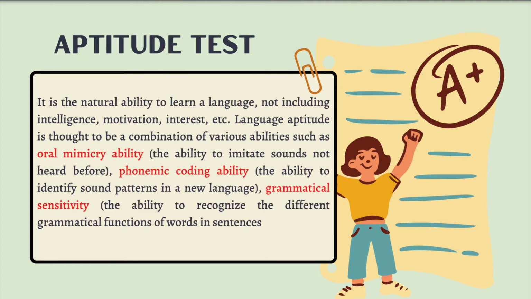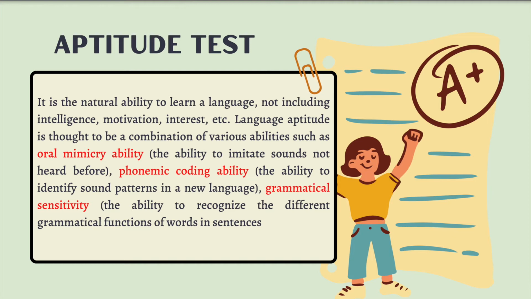Aptitude is a concept coined by scholars to describe people's natural ability to learn a language, not including intelligence, motivation, interest, etc. Language aptitude is thought to be a combination of various abilities. Sometimes we meet learners who have never studied English before and still they are able to pronounce words accurately. That's called oral mimicry ability. It is what enables some of us to imitate any sound with ease without any problem or obstacle. This ability materializes itself thanks to their oral mimicry ability. It is part of aptitude which is given to some people and not everyone.